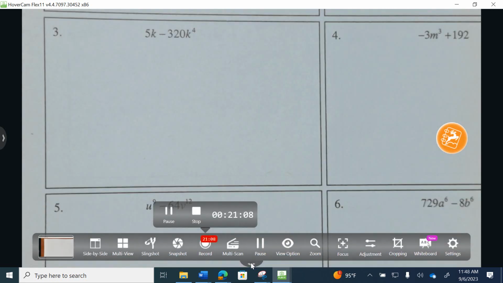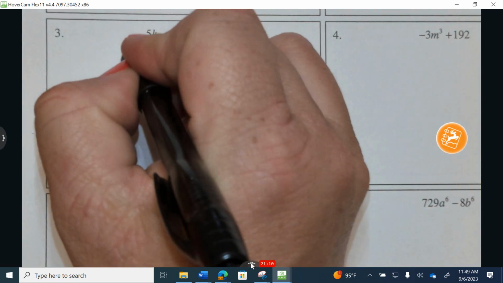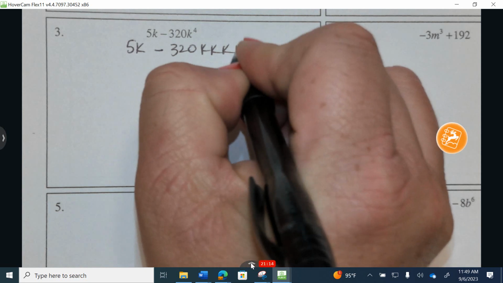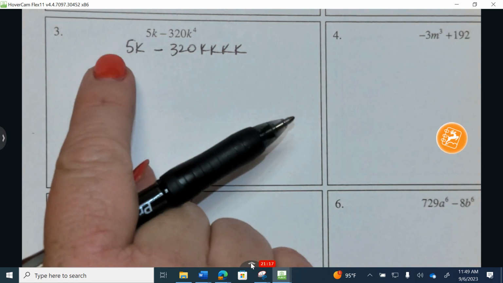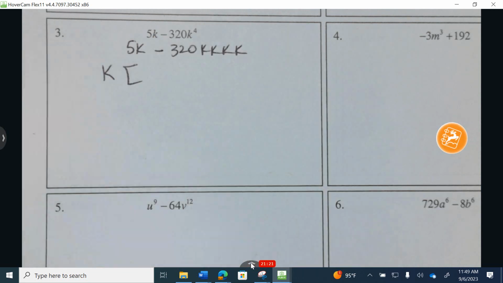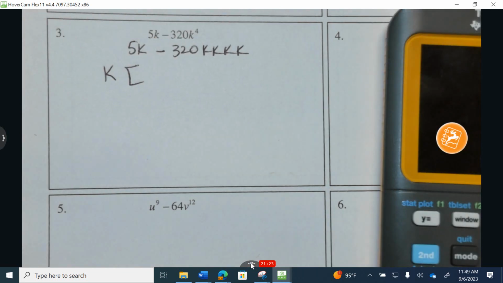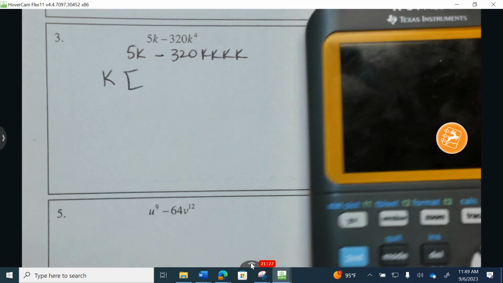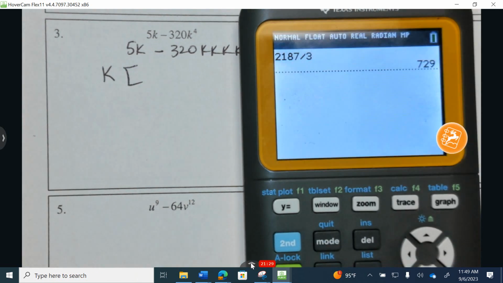So if I'm going to do this and slow this problem down, I have 5k subtract 320, and there's 4k's here. I can see that I can take a k out of both the front and the back, so I know I can factor out a k. Is there another number I can factor out? Because 5 and 320 are not perfect cubes. So let's see if I can factor out a 5.